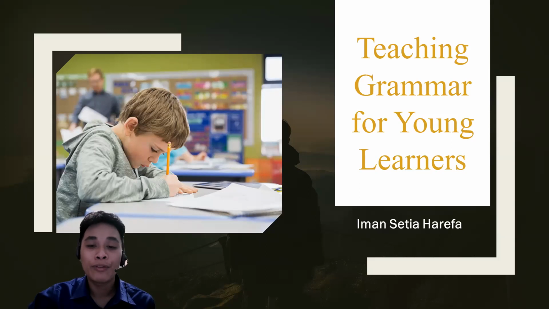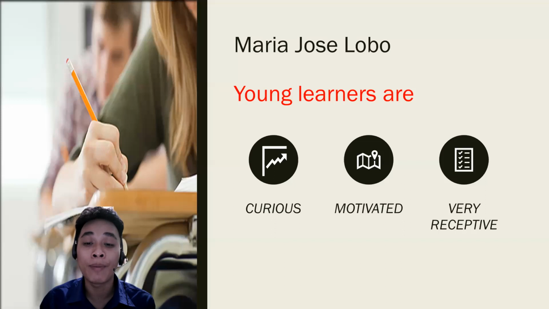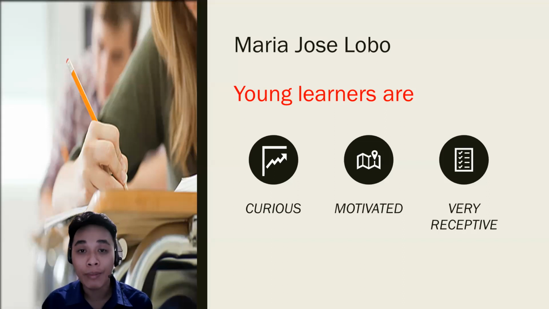Before we move to teaching grammar for young learners, as we know from the previous materials last week, we have learned about young learners' characteristics. According to Marie's law, she said that young learners are very curious, motivated, and very receptive to learning something. Actually, there are many characteristics of young learners, but I just take three of them.